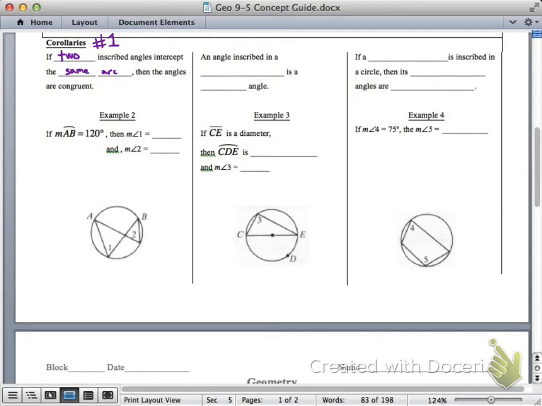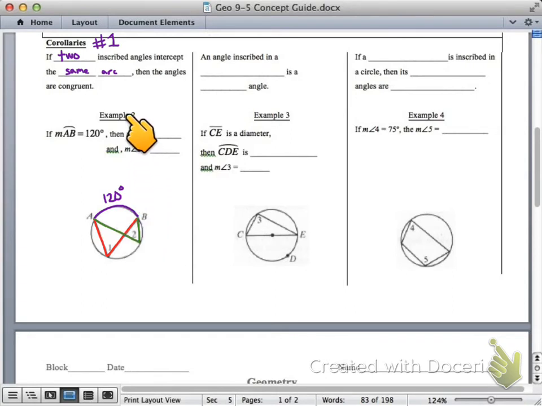Once you understand what those words just said, this ends up being intuitive. Look at this example with me. If the measure of arc AB is equal to 120 degrees, then what's the measure of angle 1? Well, just the thing that we just talked about. The measure of an angle is equal to half of the intercepted arc. So the measure of angle 1 will equal half of 120. Well, what arc is intercepted by angle 2? Both of them intercept the same arc, which means angle 1 and angle 2 have to have the same measure. They're both equal to half of 120 in this case.